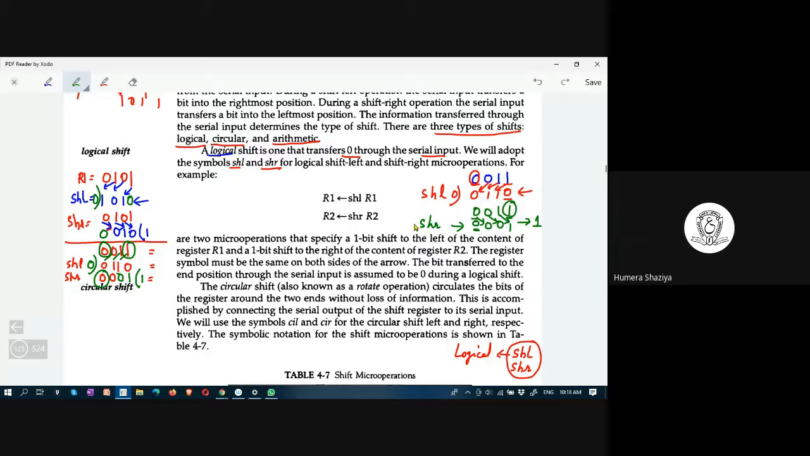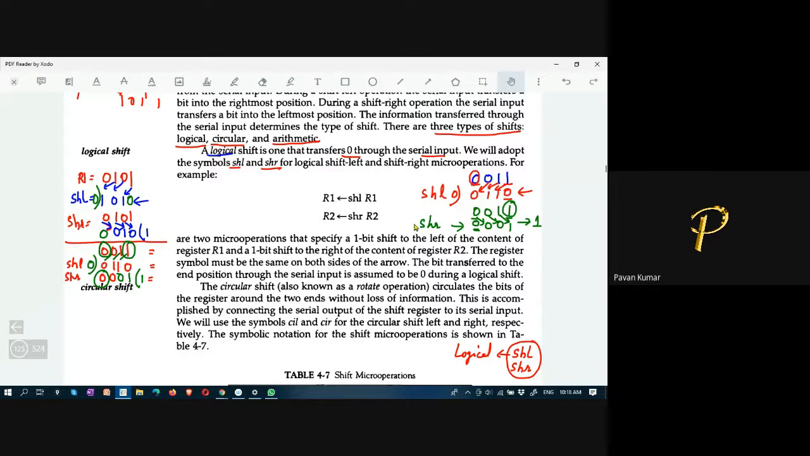Whenever you are performing logical shift, you transfer 0. You transfer 0 in the leftmost position when you are doing right shift, and in the rightmost position when you are doing left shift. When you are performing left shift, the leftmost bit is sent out. When you are performing right shift, the rightmost bit is sent out. It is also known as transfer out or serial out. Is it clear now to all of you?